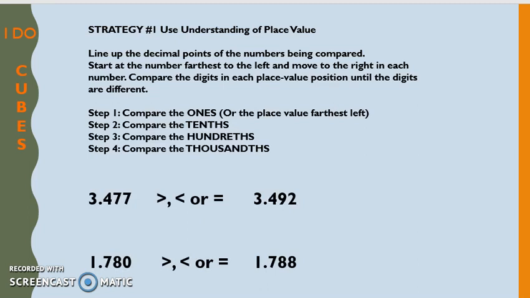I'm going to present you with two strategies today, and our first strategy is using an understanding of place value. The first thing when you're using this strategy is you are going to line up the decimal points of the numbers being compared. So let's start with our first numbers, 3.477 and 3.492. I'm going to line them up so that I have their decimal points in the same place.